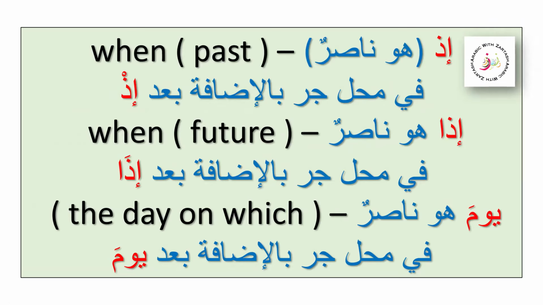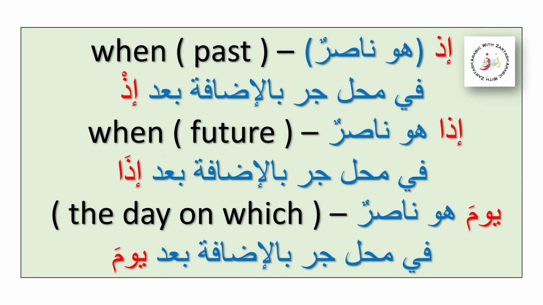Now let's see here how we are going to do the i'rab. Like idh huwa nasirun, we know that idh pushes the meaning into the past. So we have the meaning: idh huwa nasirun means the day, or you can say when he was helpful, or when he was a helper. So it just points to a specific event that already happened.